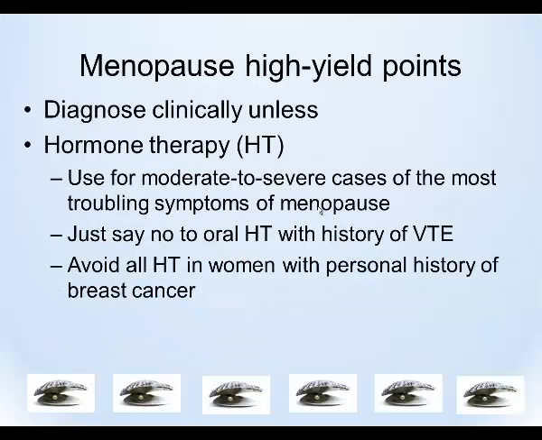Good. So menopause, we're done with it. Don't worry. We're going to move quickly through a lot of this stuff. So basically, it's a clinical diagnosis, unless there are specific things that make you want to get biochemical testing. And hormonal therapy, we've talked all about for moderate to severe cases of the most troubling symptoms, which are hot flashes and atrophic vaginitis. Any other thoughts on that?